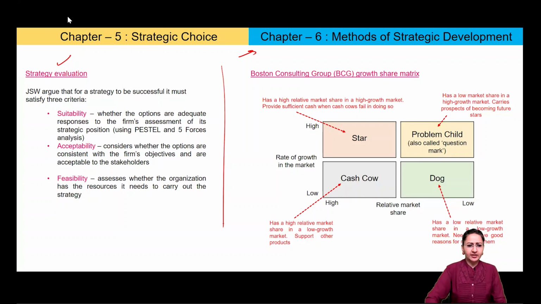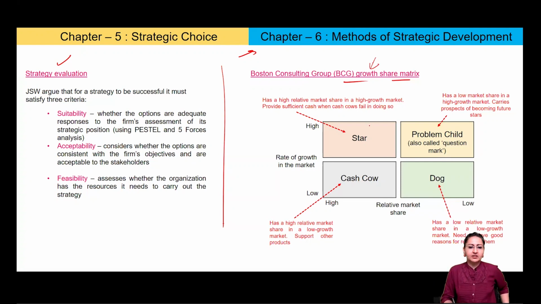Chapter 6 has the BCG group, growth share matrix. That means now we need to grow here and we need to think where our cash is coming from, which divisions to keep and which division to shut down. The BCG growth share matrix tells you to categorize your divisions, your business units, into star, problem child, dog, and cash cow. And then, once the classification is done, you decide if you want to keep that division or sell it off or close it off. Further investment should be made in that division, or you should stop all the operations of that division.